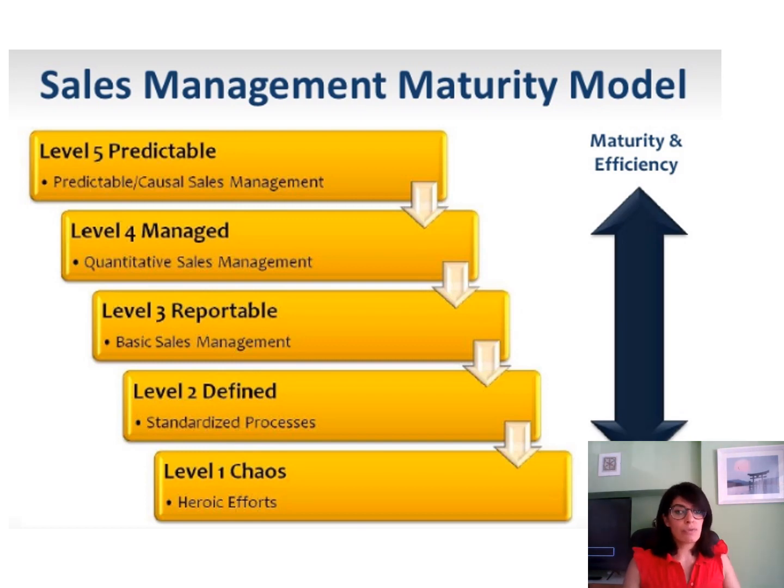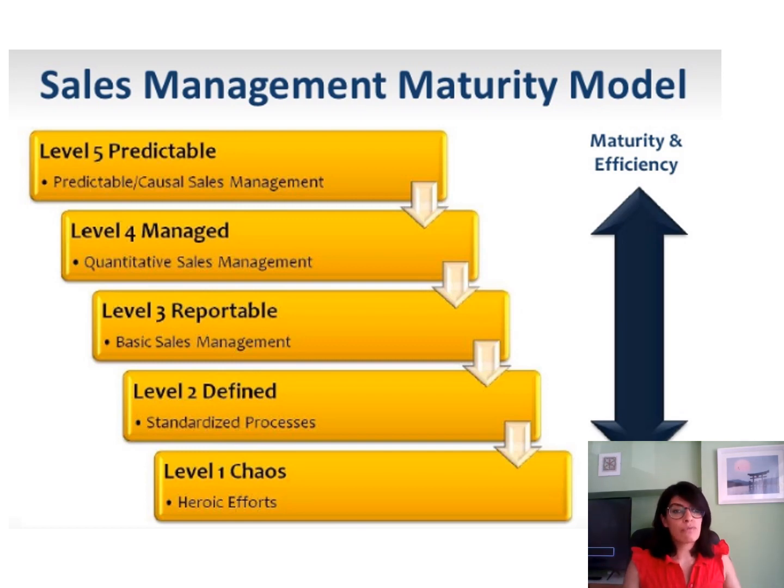They then progress to level 3, which is the reportable level. This means that there are very basic sales management skills in place in the management team, and they seek sales reports from their team members. Level 4 is then having a managed team where you have quantitative sales management, so you use numbers to assess how your team is doing. You set goals based on numbers, and then you measure the achievement of those goals based on statistics.